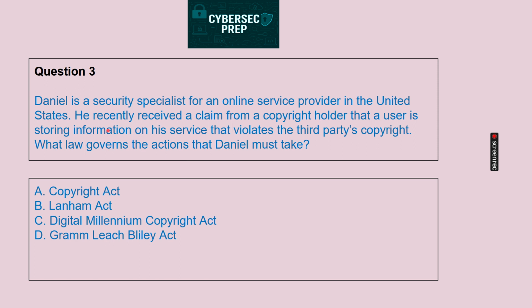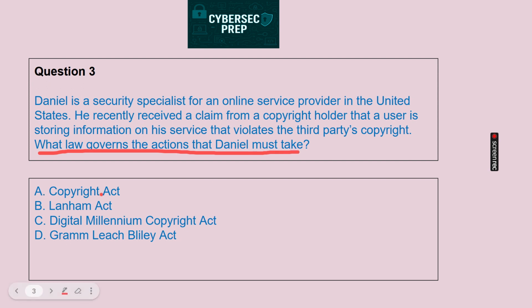Moving to the next question, question number 3. Daniel is a security specialist for an online service provider in the United States. He recently received a claim from a copyright holder that a user is storing information on his service that violates the third party's copyright. What law governs the actions that Daniel must take?